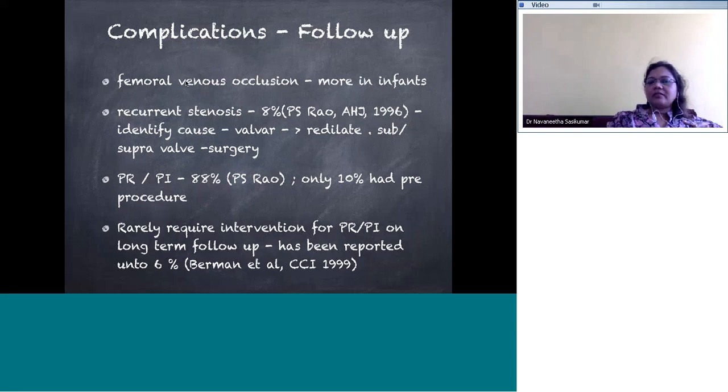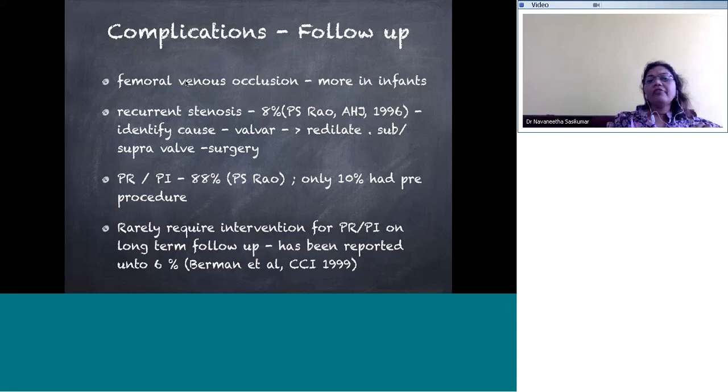So long term, when you follow these patients, what are the issues that you might deal with? One is femoral venous occlusion. Of course, the smaller the kid, the higher the chance of vascular damage. Recurrent stenosis has been reported in 8% in large series after long-term follow-up. When somebody has a recurrent stenosis, again, you have to identify the cause. Look at the echo carefully, do a catheterization study, and see where the gradient is. Look at angiograms. If it is valvar, the treatment is redilatation. If you find subvalvar or supravalvar stenosis to be the cause for recurrent stenosis, then surgery is the treatment of choice.